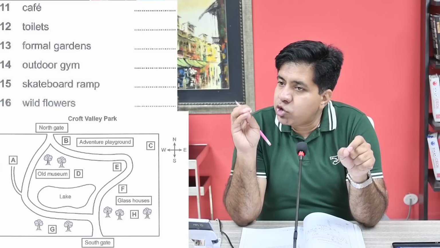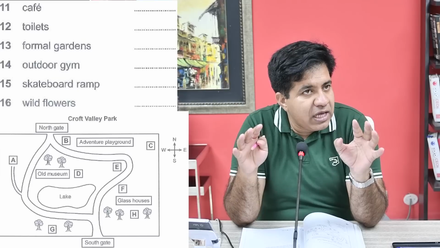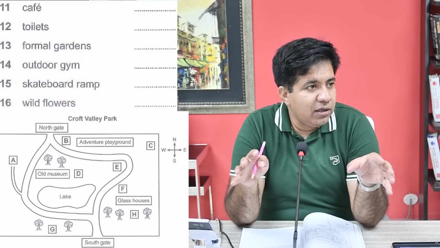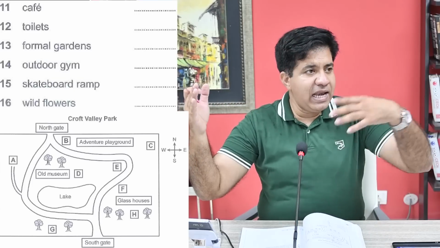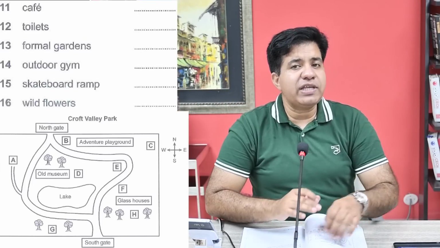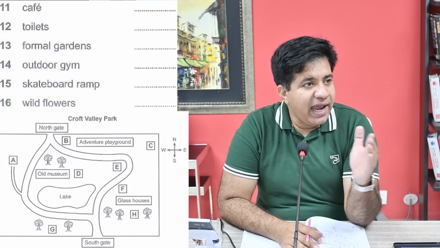Or you can watch a short video on YouTube. Just type there how to give directions in English. They say go straight ahead and on the first right, second left. Then the prepositions: in the corner, behind, in front of, next to, adjacent.